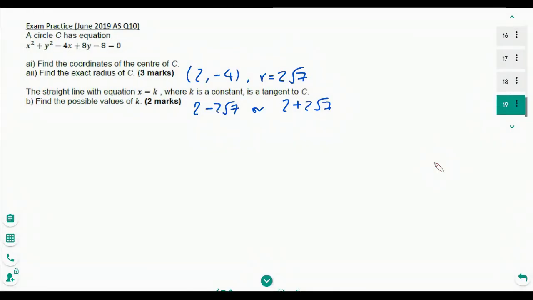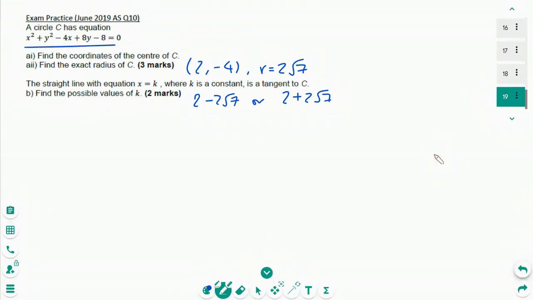Here are the final answers for the exam practice question. A, center of (2, -4), radius 2 root 7. Hopefully you're not a stranger to working out the radius and the center of a circle from this format, where you have to complete the square, etc. And part B, the answer is 2 minus 2 root 7 or 2 plus 2 root 7.